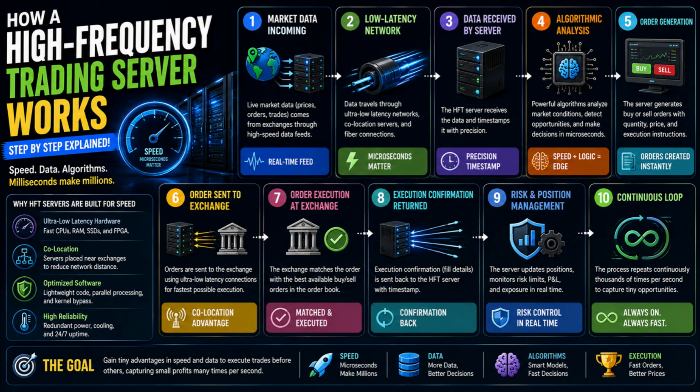Next, the data travels through a low-latency network. These systems use high-speed fiber connections, co-location servers, and optimized routing to reduce delay. In high-frequency trading, even microseconds matter, so the server is usually placed close to the exchange to gain a speed advantage. After that, the HFT server receives the market data and records it with a precise timestamp. This helps the system understand exactly when the data arrived and allows the trading software to compare prices, detect changes, and react faster than normal manual trading systems.